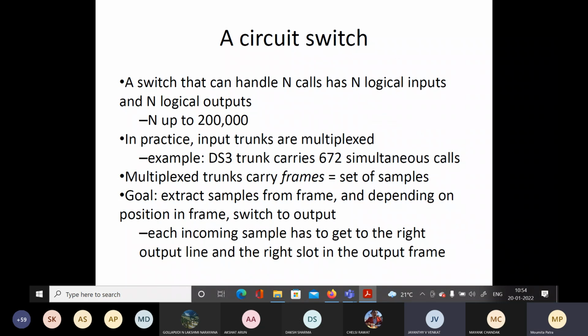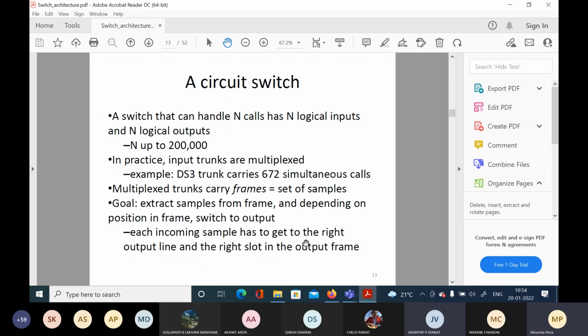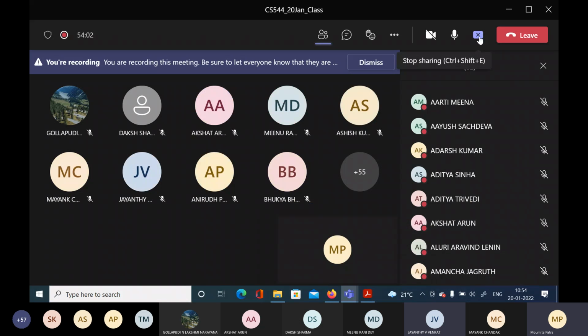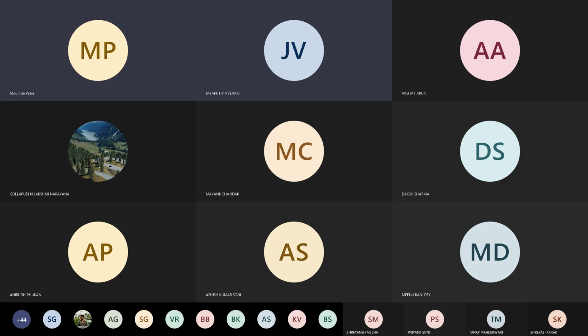All right, so we are almost out of time. I have only one minute left, so I will stop the class here today because I want to start fully from circuit switching in the next class onwards. If you have any questions you can ask me. Otherwise, I will stop the class here today.